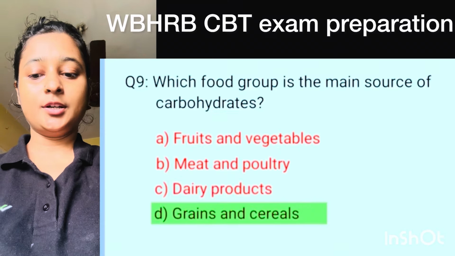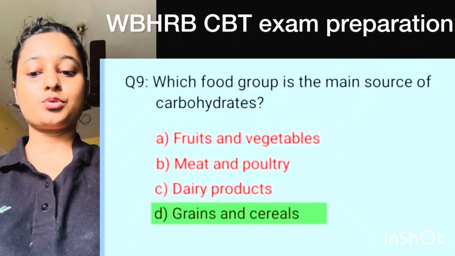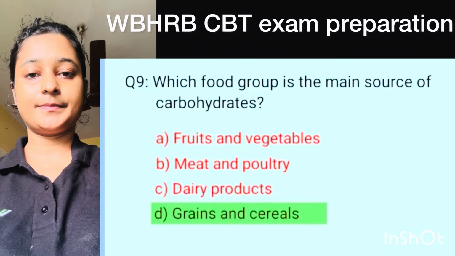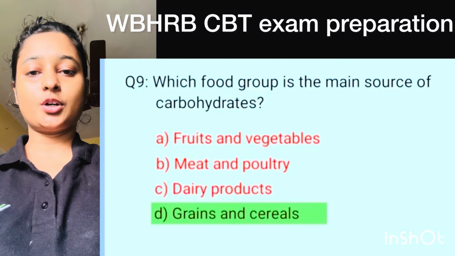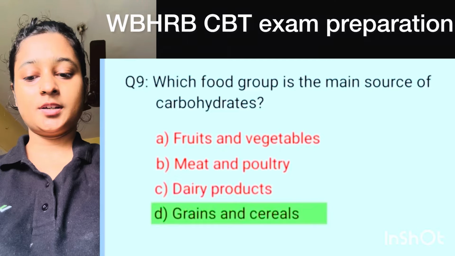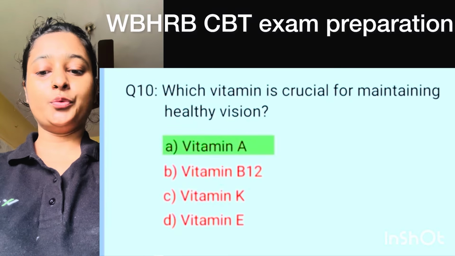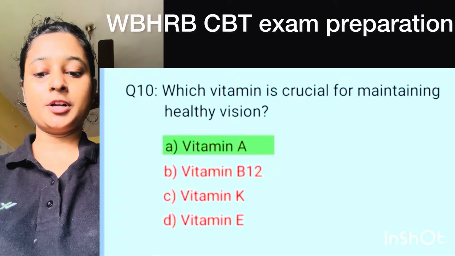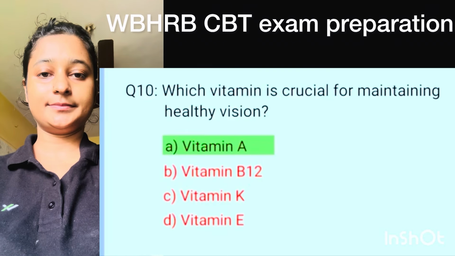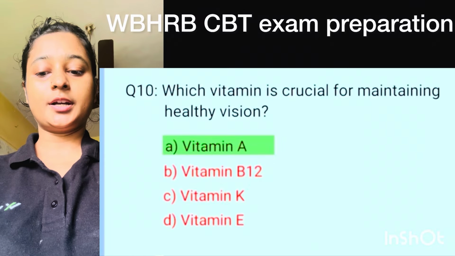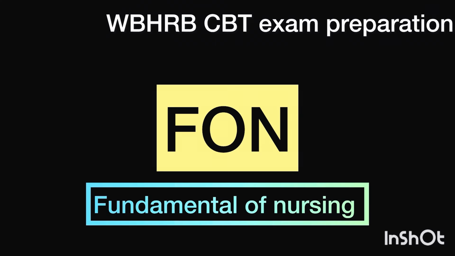Question number 9. Which food group is main source of carbohydrates? Here, correct option is option D, grains and cereals. Question number 10. Which vitamin is crucial for maintaining healthy vision? Here, correct option is option A, that is vitamin A.